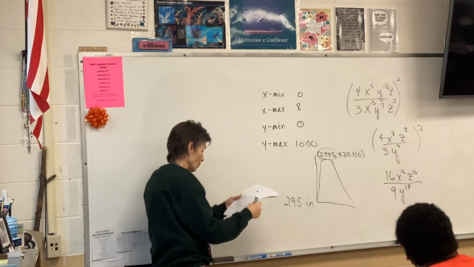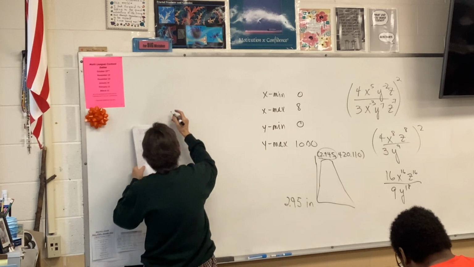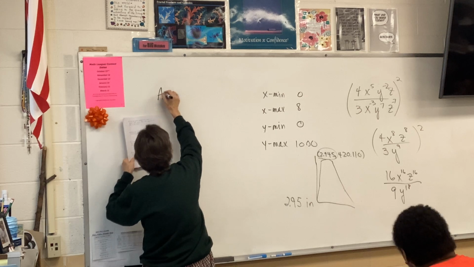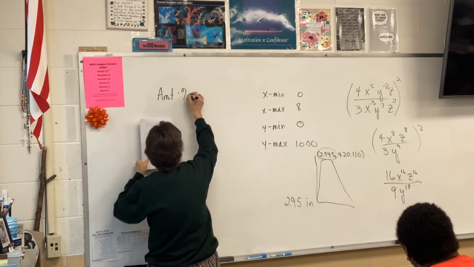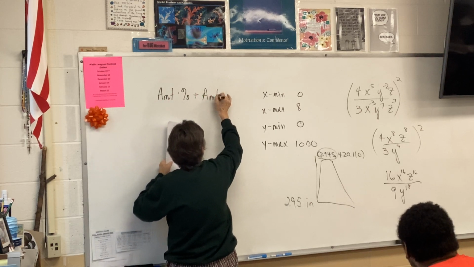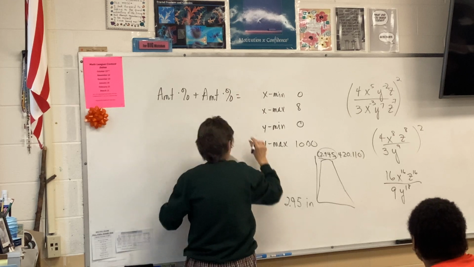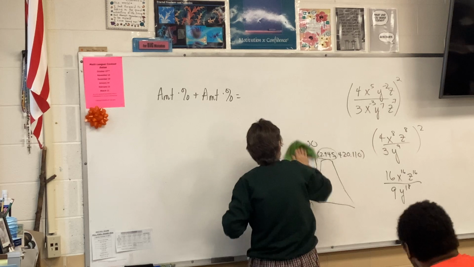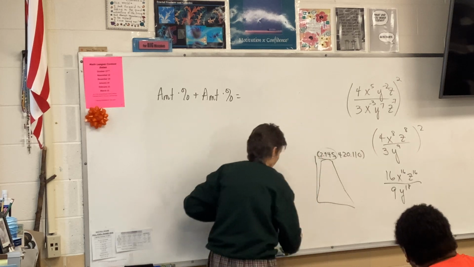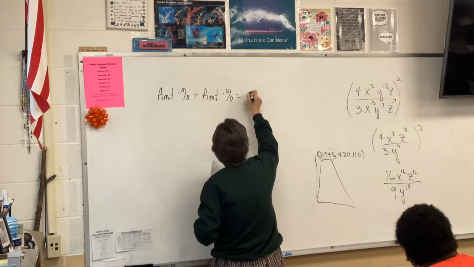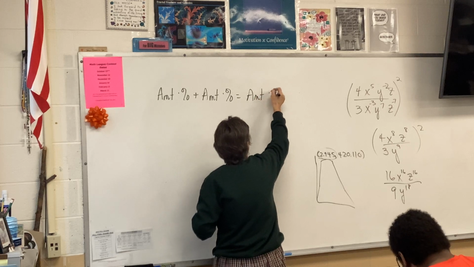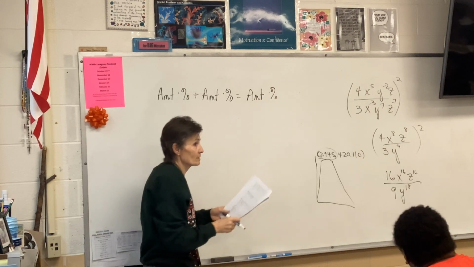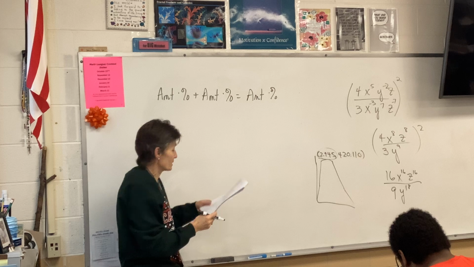Whatever. All right, number 29. Okay, 29 is our mixture problem. So we need to write down our formula that we use, which is amount times percent plus amount times percent equals amount times percent.